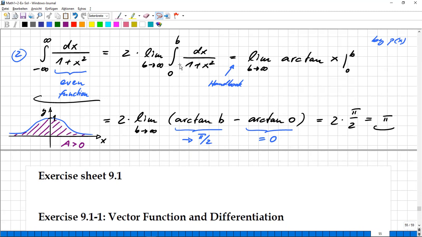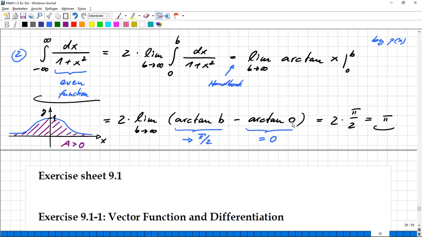Well, this is quite famous. In every handbook you find that the primitive function of this 1/(1 plus x squared) term equals the arctangent of x, also called the inverse tangent of x, as we've already talked about. And this is, of course, to be used and then inserted from 0 to b. And we get 2 times the limit b approaching infinity of, let's insert b first, then we get arctangent of b, and then minus arctangent of 0.